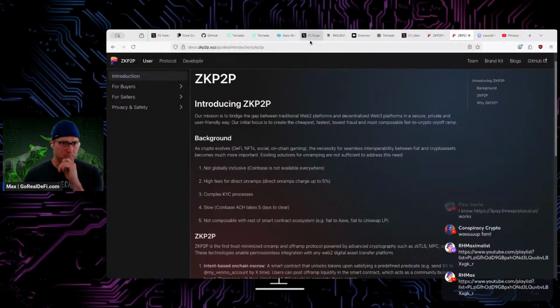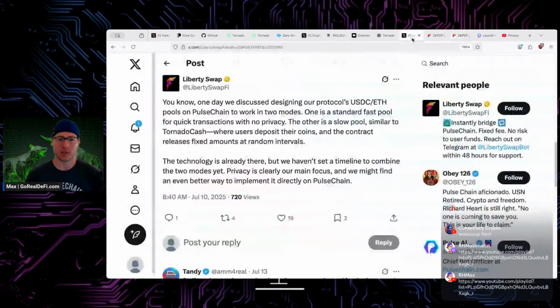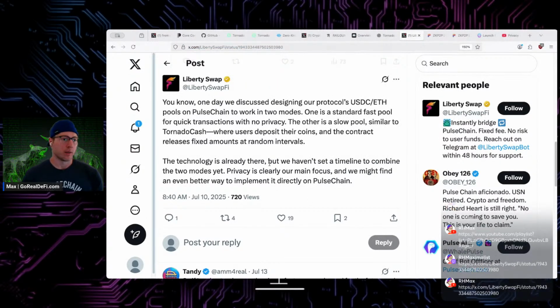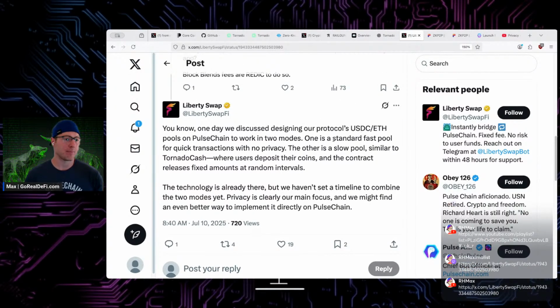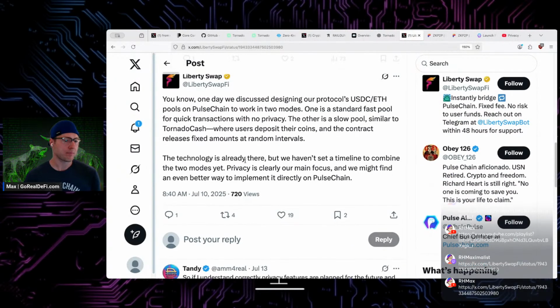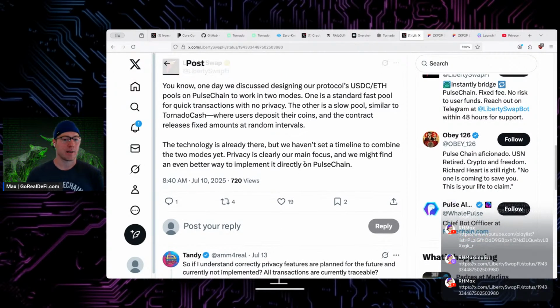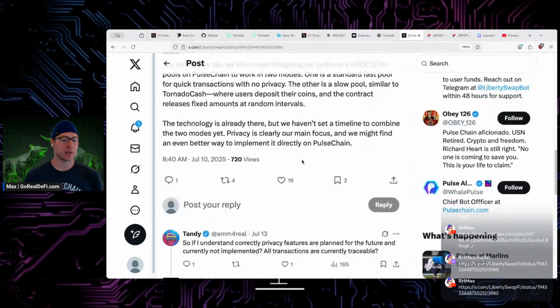Okay. I'm not going to get this tweet unless I go to it. Liberty Swap, here we go. Let me put this in the chat. One day we discussed designing our protocol's USDC ETH pools on PulseChain to work in two modes. One is a standard fast pool for quick transactions with no privacy. The other is a slow pool, similar to Tornado Cash, where users deposit their privacy coins and the contract releases fixed amounts at random intervals. Technology is already there, but we haven't set a timeline to combine the two modes yet. Privacy is clearly our main focus. We might find an even better way to implement it directly on PulseChain. Pretty sweet.